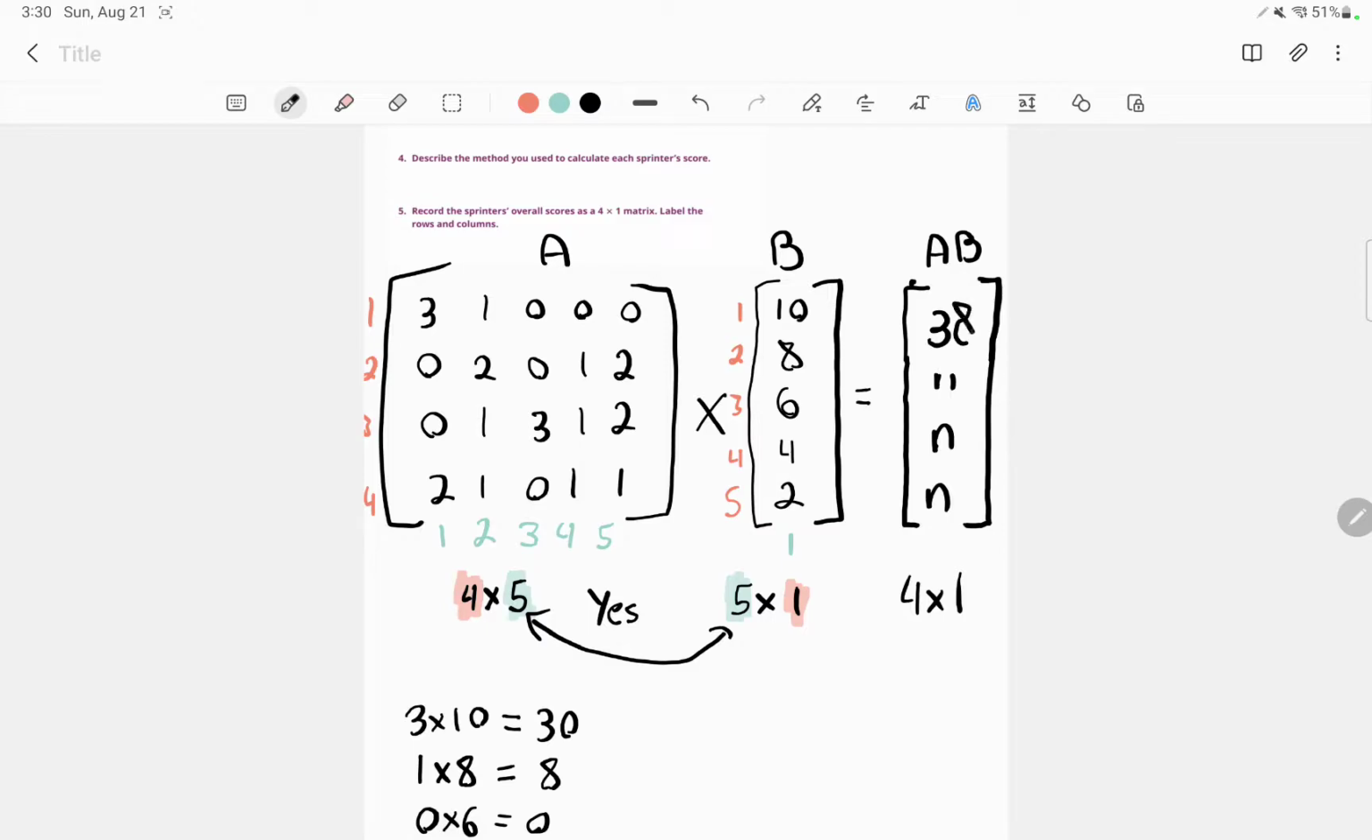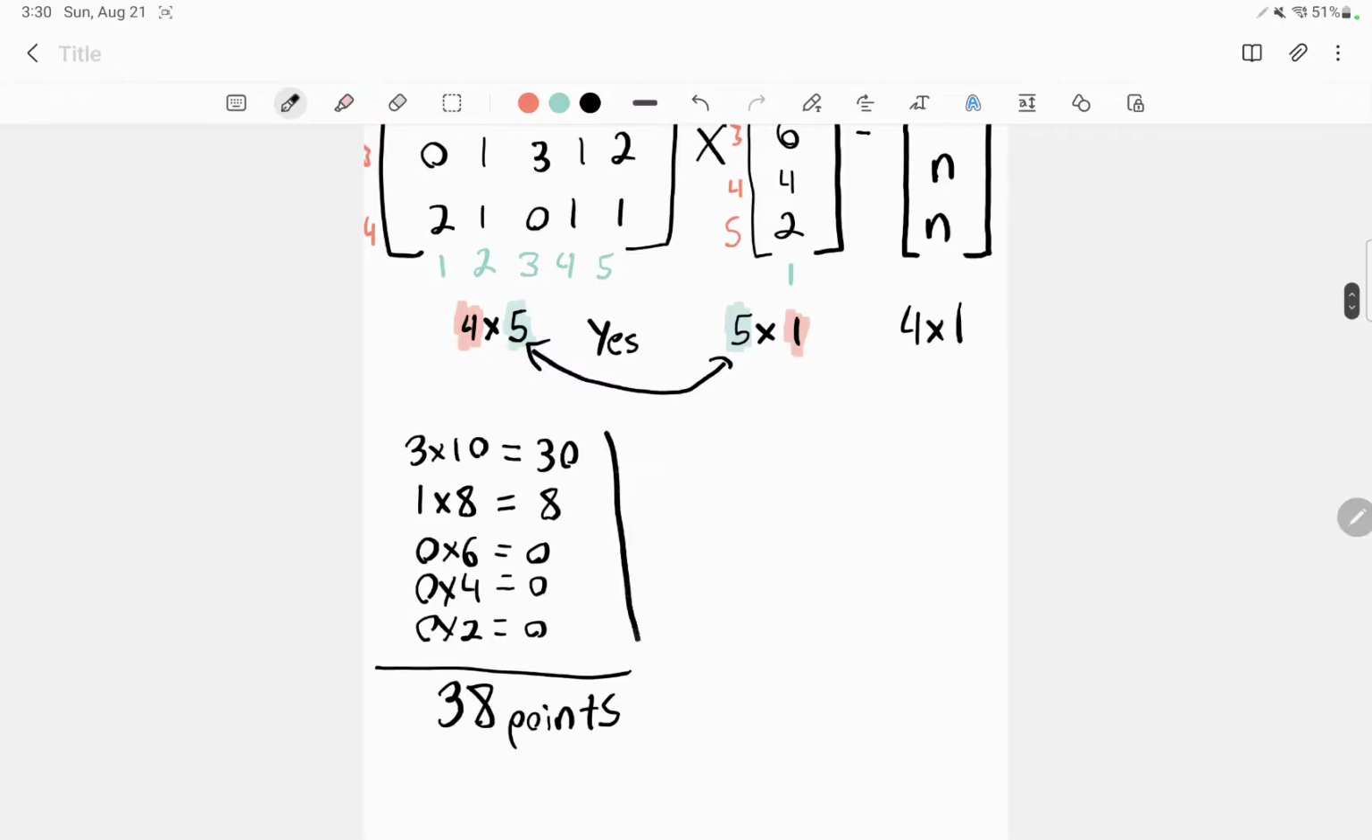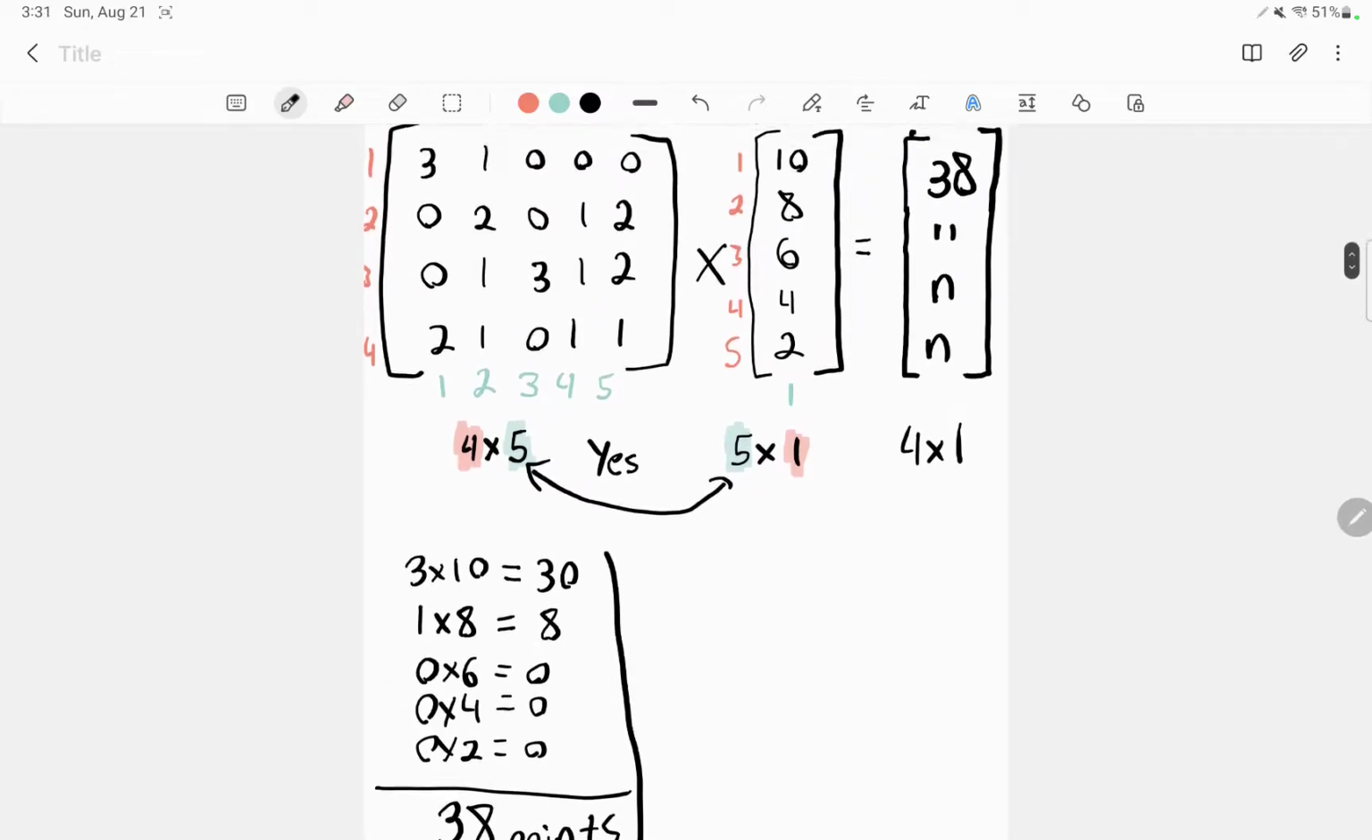Our first score is going to be 38. Now we just need to figure the other two. So now I'm going to go to row number 2, which is person number 2. I'm going to make a line right here, and I'm going to go ahead and start it.